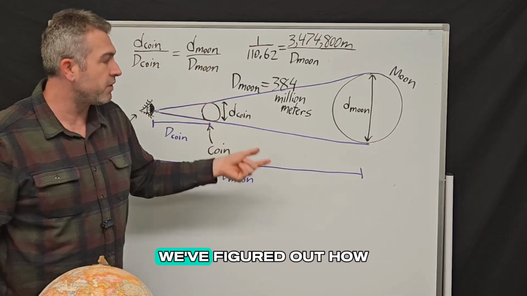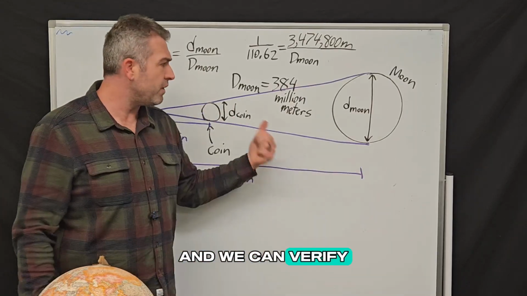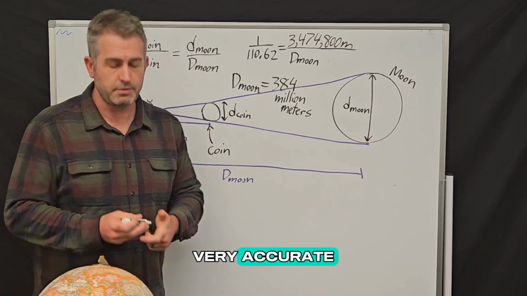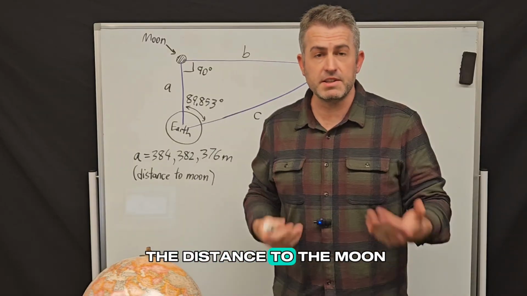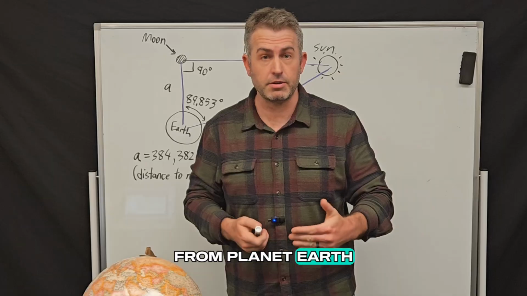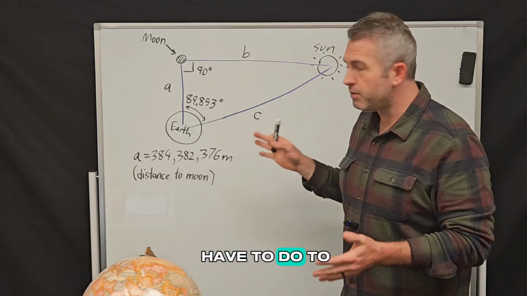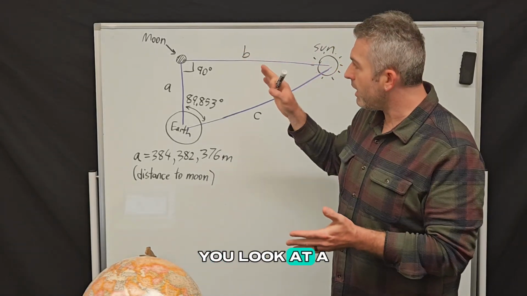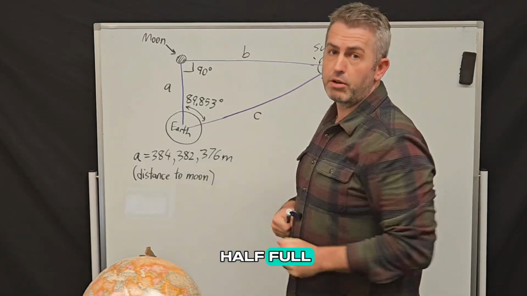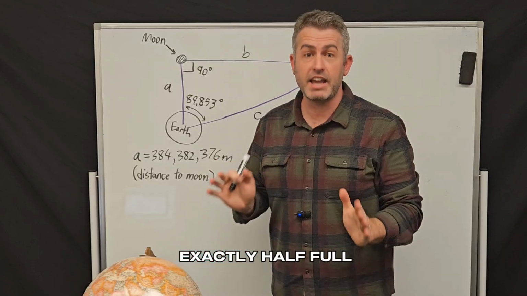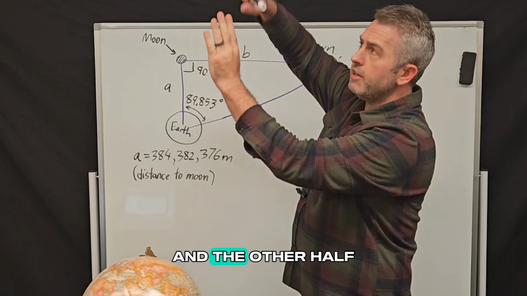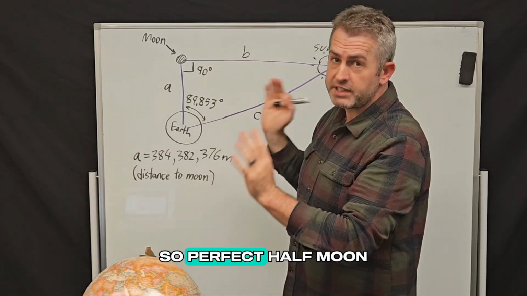So now we've done it. We've figured out how far the moon is, and we can verify this number today using more advanced technologies, and it turns out to be very, very accurate. Once we figured out the distance to the moon, it actually made it possible to find the distance to the sun from planet Earth. And so what we have to do to figure this out is you look at a moment in the sky when the moon is half full, and you really want to wait till it is exactly half full. So you're looking for half of the moon's face to be completely black and the other half to be exposed to sunlight. So a perfect half moon.